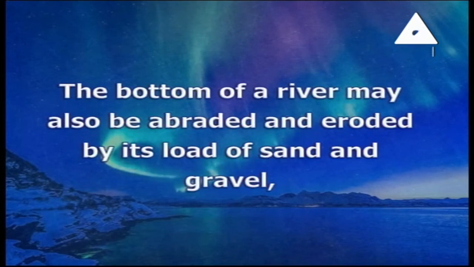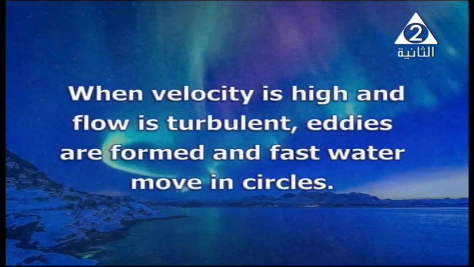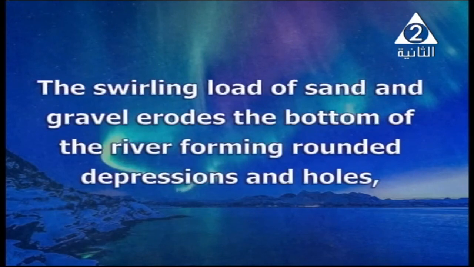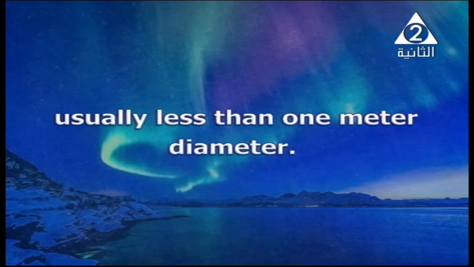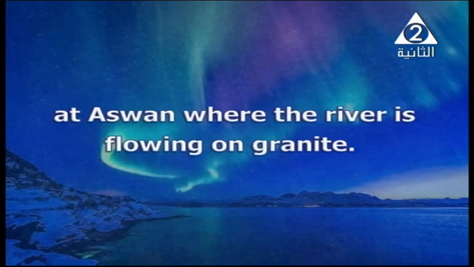The bottom of a river may also be abraded and eroded by its load of sand and gravel, especially rivers flowing on solid rock like limestone or granite. When velocity is high and the flow is turbulent, we have eddies, which means eddy currents are formed and fast water moves in circles. The swirling load of sand and gravel erodes the bottom of the river, forming rounded depressions and holes, usually less than 1 meter in diameter. These are known as potholes and are found in the Nile in the Cataract region at Aswan, where the river is flowing on granite.